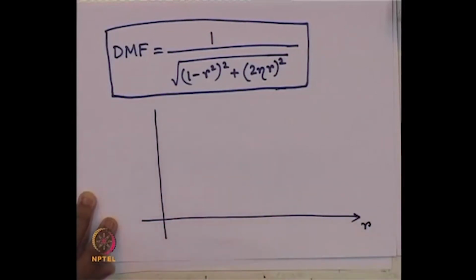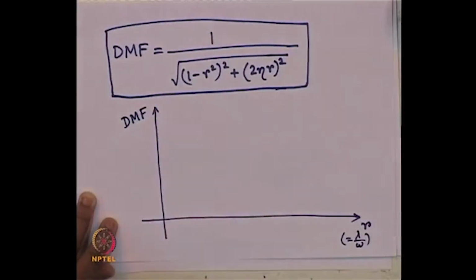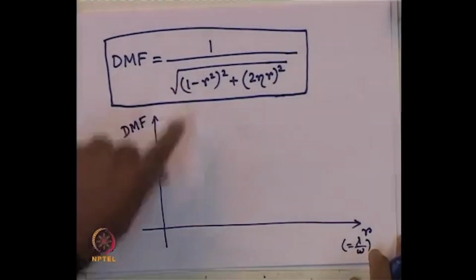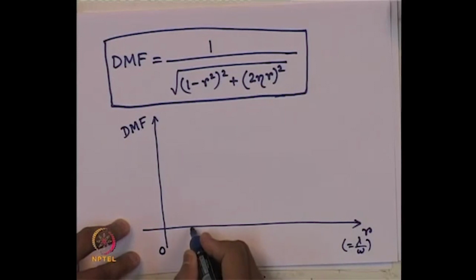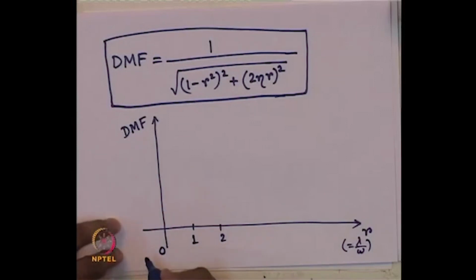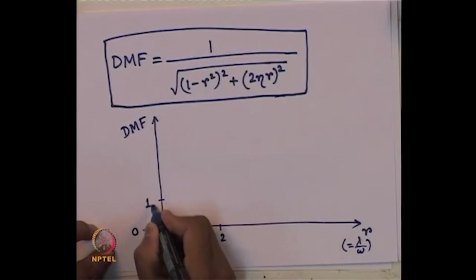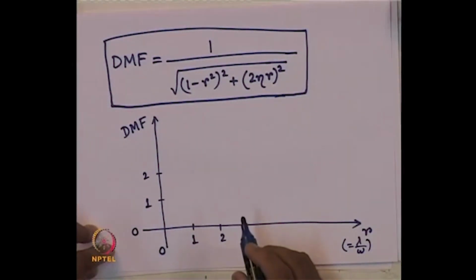So, on the x axis I am using r, which is nothing but our frequency ratio lambda by omega, and on the y axis I am plotting dynamic magnification factor DMF. If we look at this expression very carefully, r can vary from 0, say 1, 2, and then keep on going, r can increase here, and DMF, let us start from 0, say 1, 2 and other values.